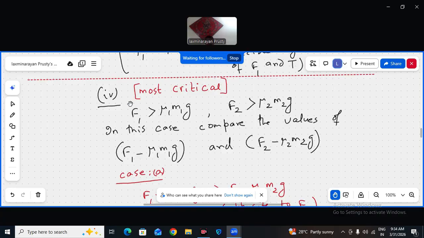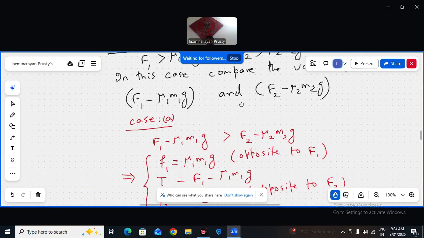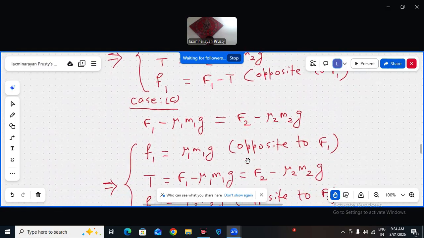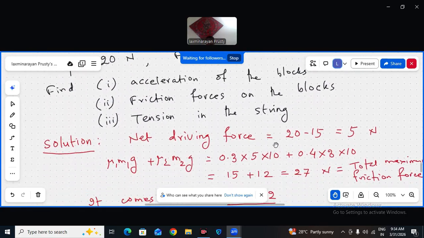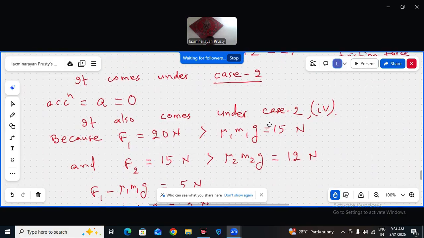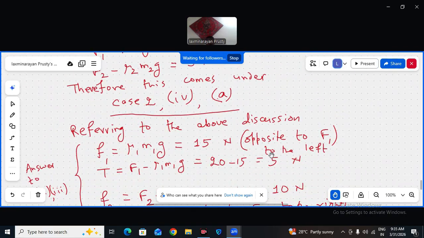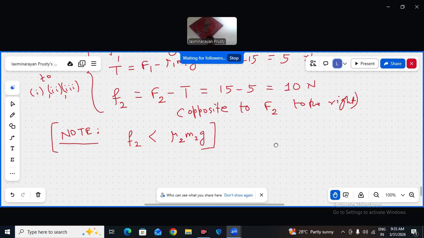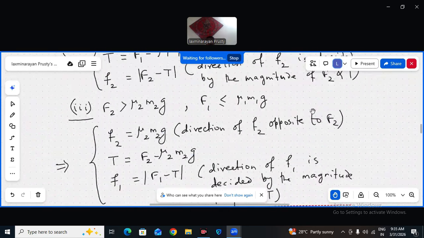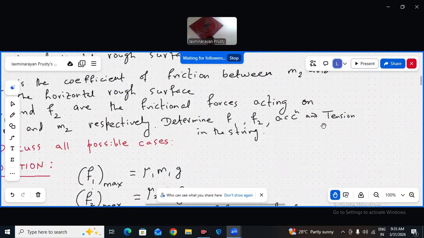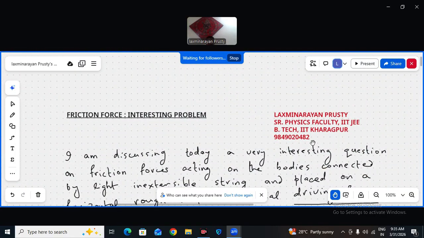the most critical case: case 2, case 4, and sub-cases A, B, C. Am I clear? I think after this, many questions are asked in this situation, and you can handle every case. I have simplified this. If you are having any complication, you can always contact me. I have given my contact in my credentials.